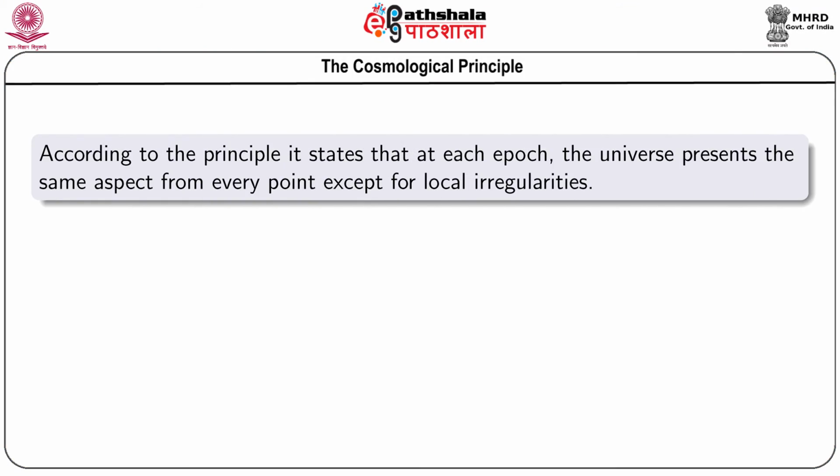So, let us see the cosmological principle. According to this principle, it states that at each epoch the universe presents the same aspect from every point except for local irregularities. That means, for every point it looks homogeneous.